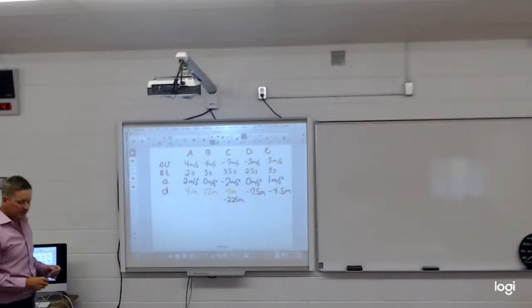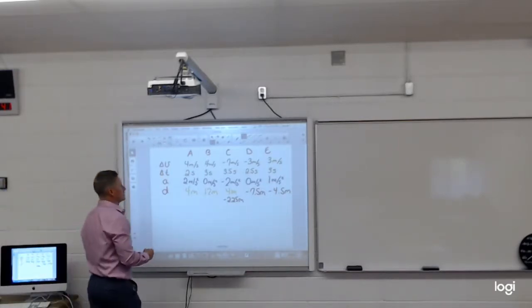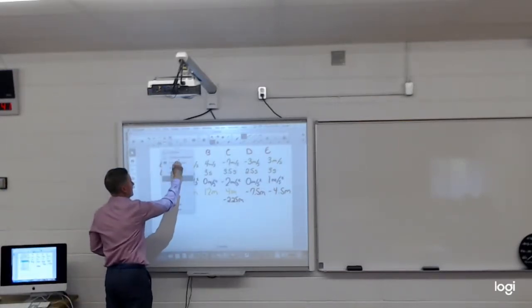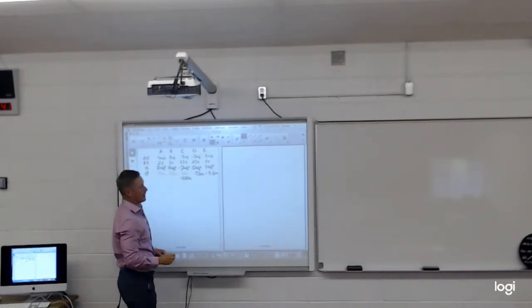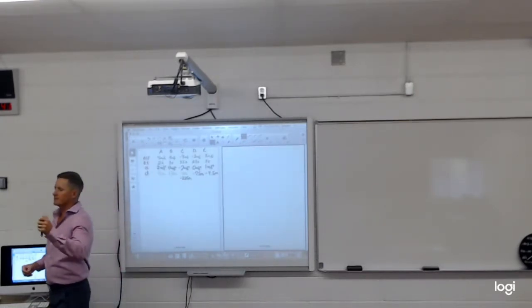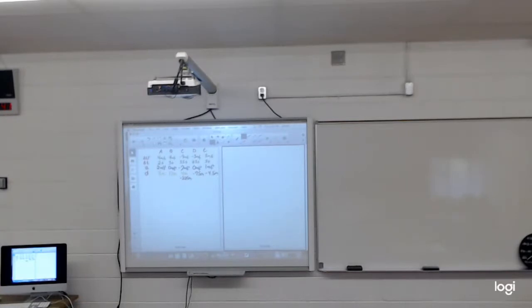Now, here's the thing that we need to be able to do. So this is where it gets a little complicated for you. We need to be able to take from a velocity time graph, draw an acceleration time graph. And from a velocity time graph, we need to be able to draw a distance time graph. Okay?